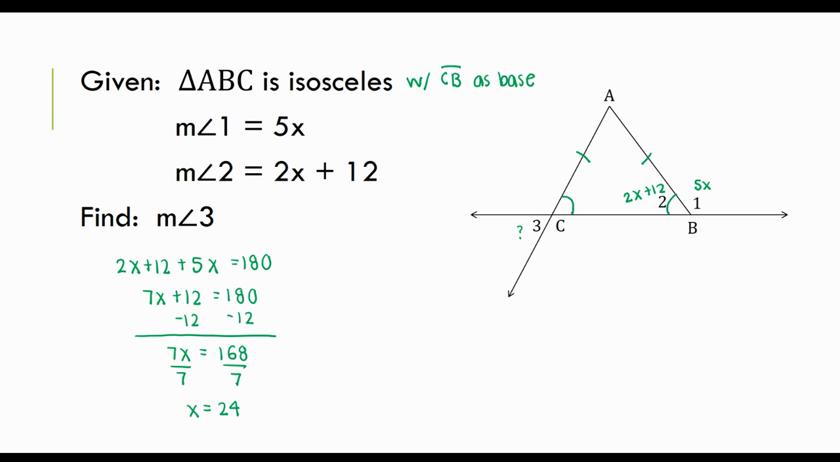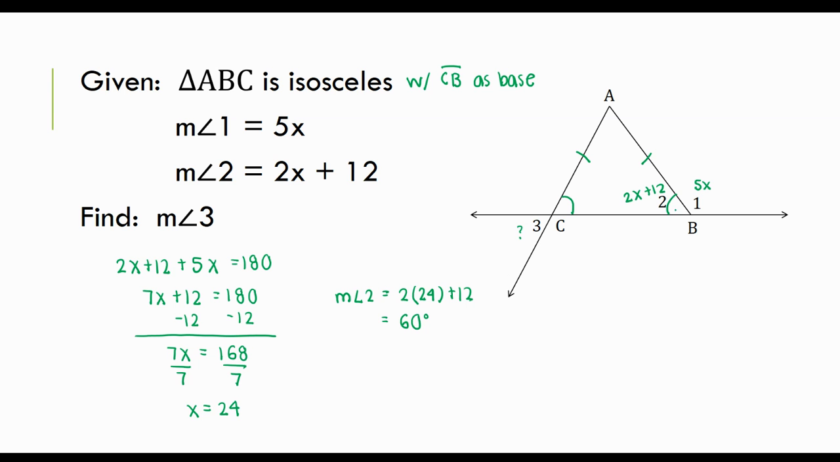Because now that I know what x is, I can figure out what the measures of the angles are that I have marked inside of my triangle. Let's find the measure of angle 2. The measure of angle 2 is 2 times now 24 plus 12. Well, 2 times 24 is going to give us 48. And then 48 plus 12 is going to give us 60 degrees.